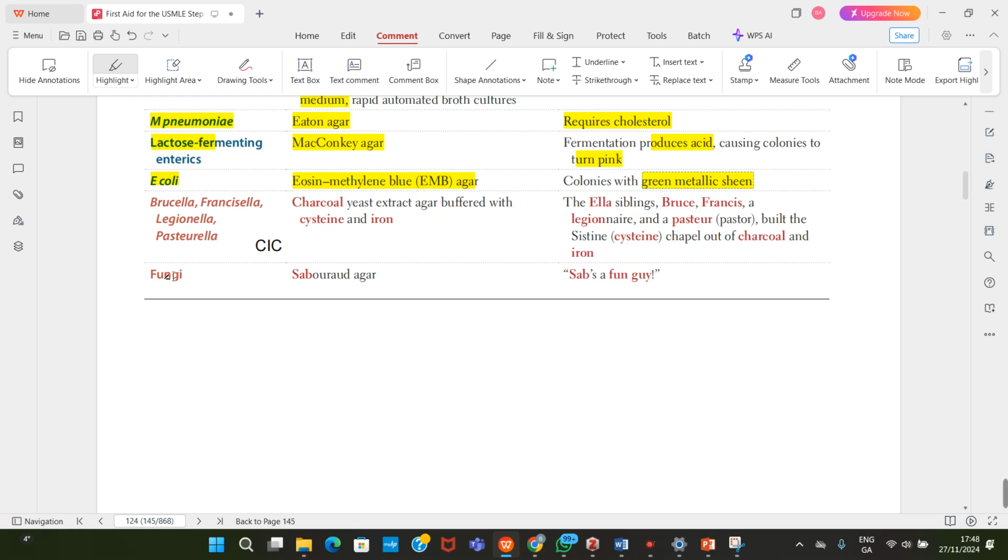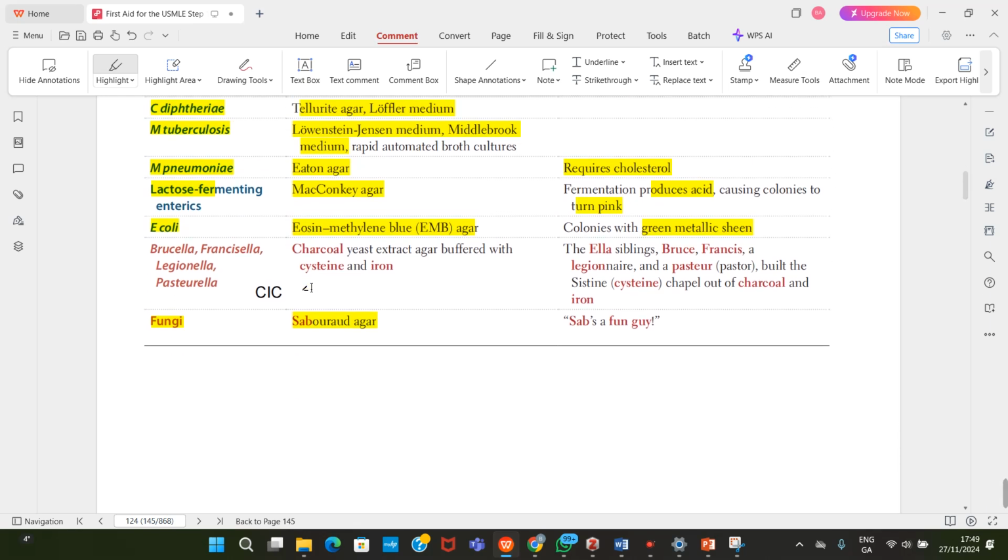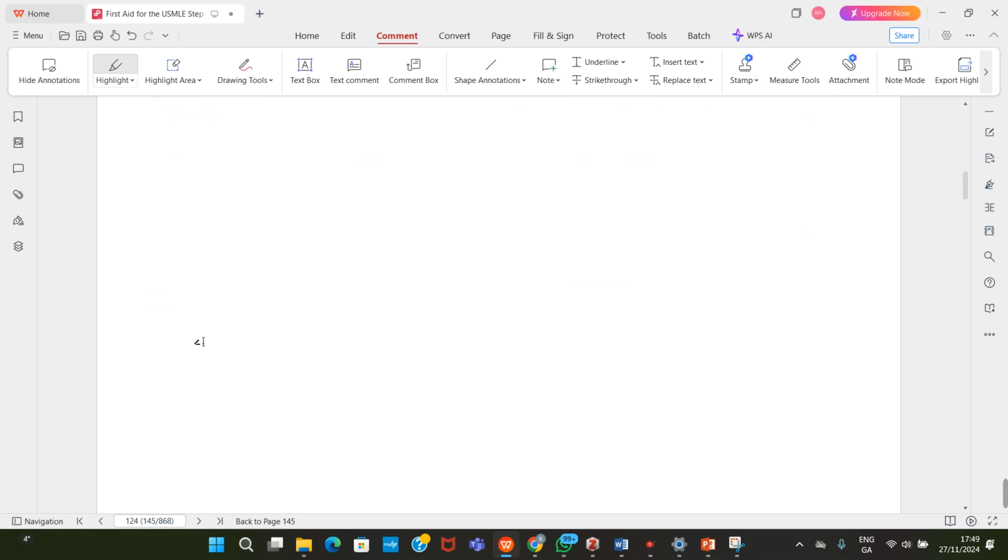Then the fungi can be stained with which stain? Silver stain. Silver stain. But if you want to culture them, you use Sabouraud agar. Sabouraud agar is for fungi. I know we remember that too from med school. Sabouraud for fungi.